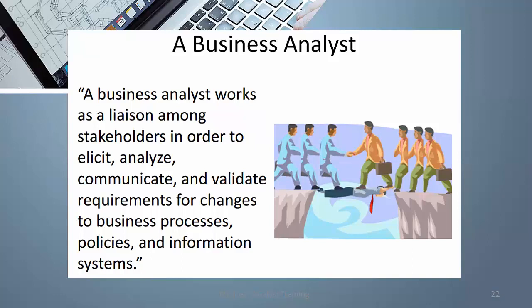Then you communicate to all the stakeholders: this is what I've understood, is this correct? That's when they will validate. If they say yes, what you have said is correct, only then you'll move ahead. So you communicate and get that validation from them for the change in the business process, policies, and information systems. So that's the role of a BA in short.